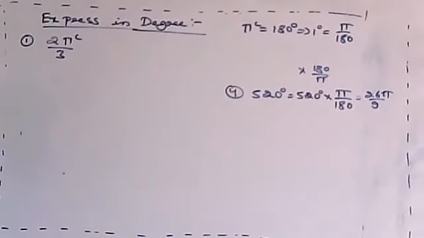Now, same way, we'll move on to express in degree. Express in the form of degree. Just solve the exercise problems from the book, this one. Okay. 2 pi by 3 radian.